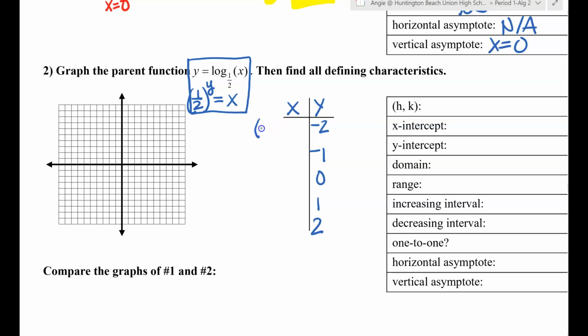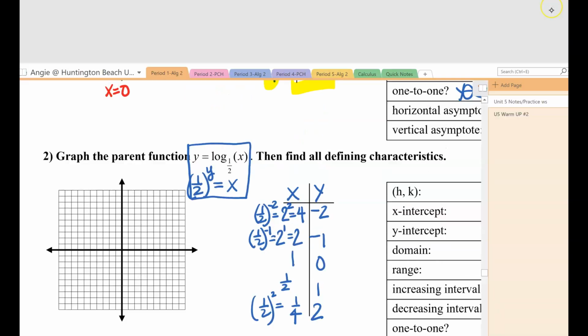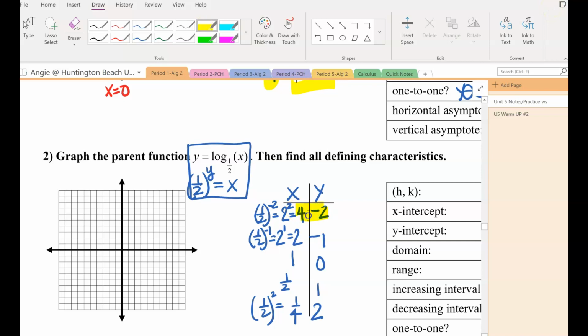We have 1/2 to the -2, which, as you remember, is the same thing as 2 to the 2, which is 4. Then we have 1/2 to the -1, which is the same thing as 2 to the 1, which is 2. And 1/2 to the 0 is always 1. 1/2 to the 1 power is still a half, and 1/2 to the second power is now 1/4. Let me get a highlighter to highlight our inputs and outputs.